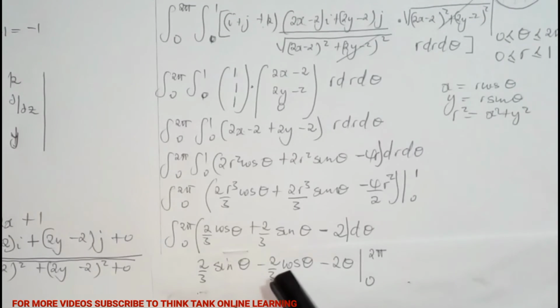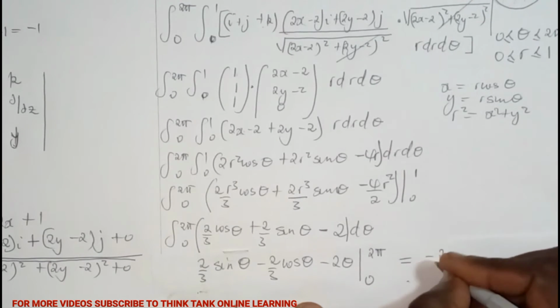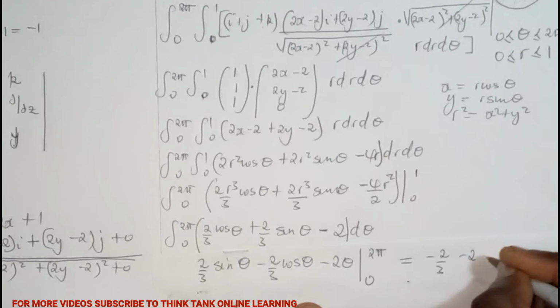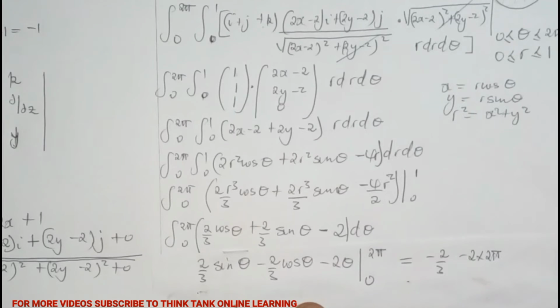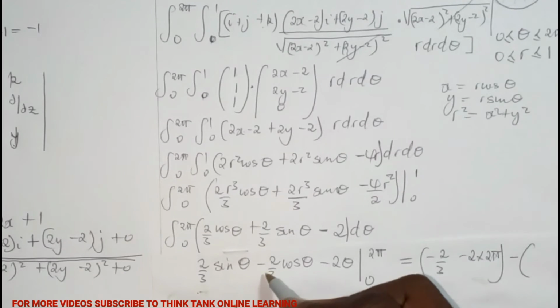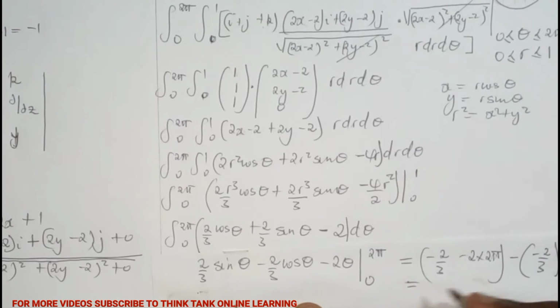Now we know that cos 2 pi is equal to 1, sin 2 pi is equal to 0. So we're going to get negative 2 over 3, negative 2 times 2 pi, so that is 2 times 2 pi, minus negative 2/3, cos 0 is 1, sin 0 is 0, and so this is equal to negative 4 pi.